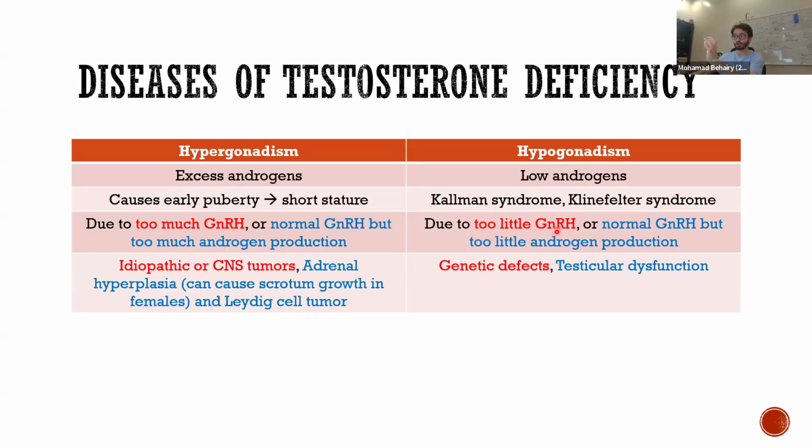When it's too little GnRH, it means the problem is in the hypothalamus, and this is most likely genetic. Okay? It can't be a cancer, because a cancer will cause an increased release. Did you get it? Here it's most likely a mutation in something. Or we can have normal GnRH from the hypothalamus, but the testes are not producing the testosterone. So in this case, it would be a testicular dysfunction.